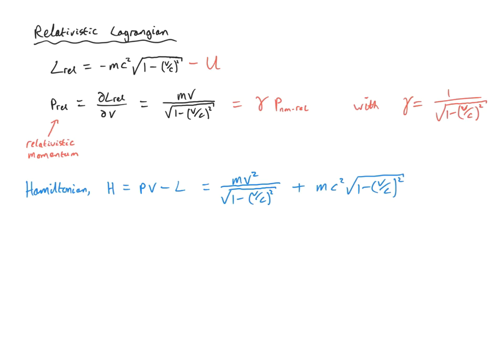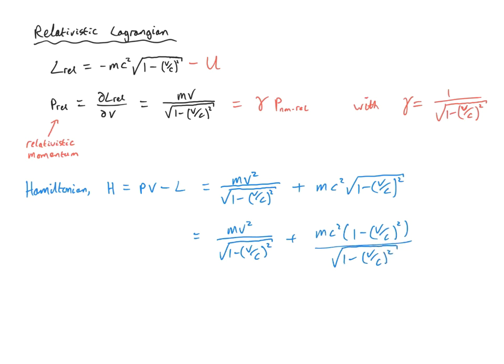Okay, so what to do with this? Well, we can actually combine these two terms. We play the usual game of standardizing the denominator, which we can do by multiplying the second term by this factor here on the bottom of the first term, and that simply gives us mv squared over square root of 1 minus v upon c squared, and then plus mc squared into 1 minus v upon c squared over the same factor.